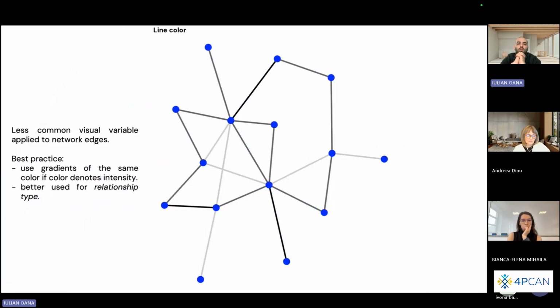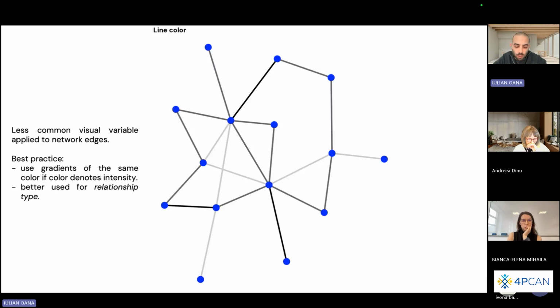But if I use line color to denote intensity, then I have to enter this logic of color intensity and use a single color with different gradients. Here, for example, there are three different gradients, from a light gray to a darker gray to black, which indicates the strength of the tie. The lighter the color, the weaker the intensity, the darker, the higher the intensity.